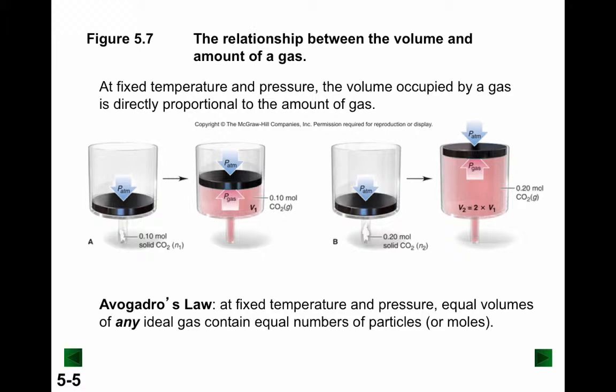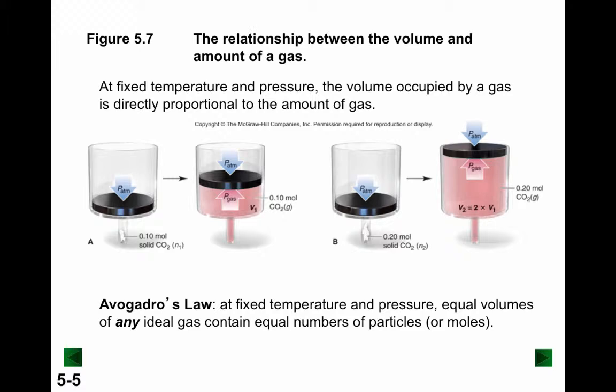What would we observe if the amount of gas of interest is not fixed? To piston A, which is on the left, 0.10 mole of dry ice, which is frozen carbon dioxide, is placed into the tube and is allowed to warm up. As the frozen carbon dioxide warms up, it undergoes a phase change from a solid to a gas and moves the piston up until the pressure of carbon dioxide gas is equal to atmospheric pressure. Notice how far the piston moved.